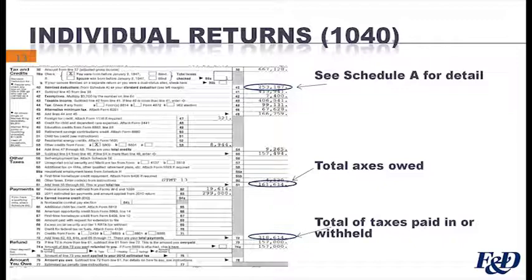Then on line 42, you back out your exemptions. So if you're married, in this particular example, there's 2 exemptions. If you had kids, they would be listed as exemptions as well, and you'd get credit. And you would back out those exemptions, $7,400 in this example, to come to your total taxable income on your personal tax return. Multiplied by your tax rate to come up with your tax due.